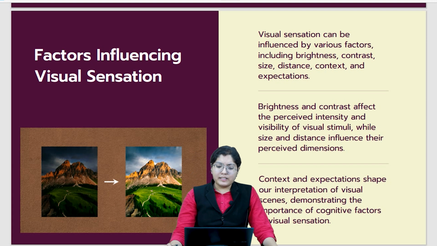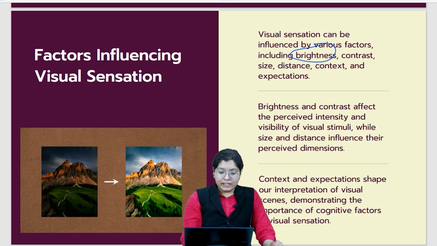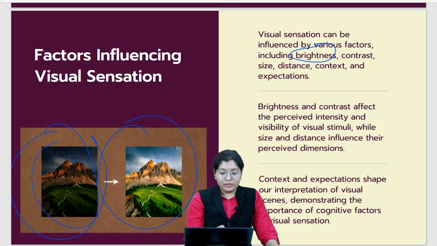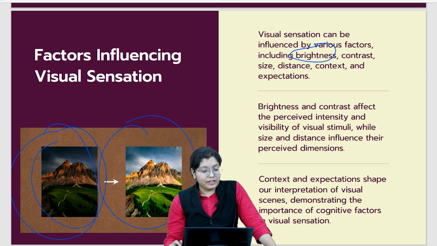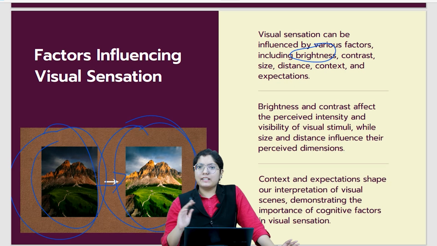Now, what are the factors that can influence visual sensation? First one of course is brightness. These two here are the exact same images, but do they look like it? No, absolutely not. Why? Because there is a difference in brightness. This picture here looks like a very dark and dull set of mountains, and this picture here looks like a very sunny and nice place to go out and have a picnic.